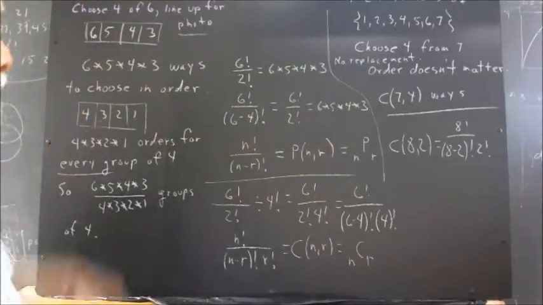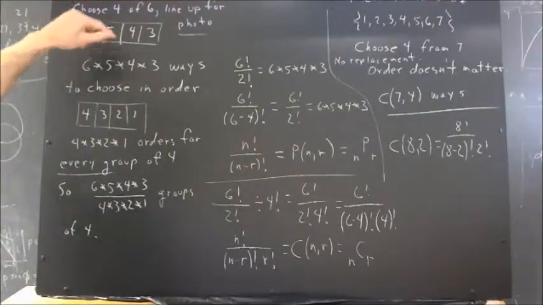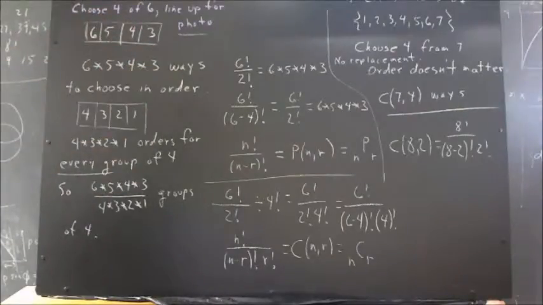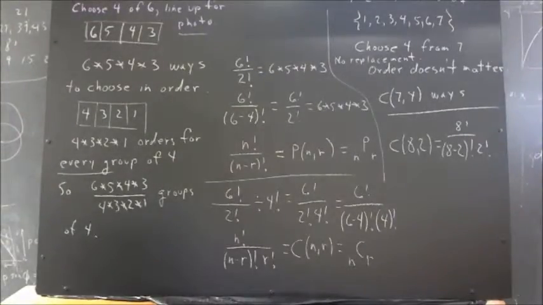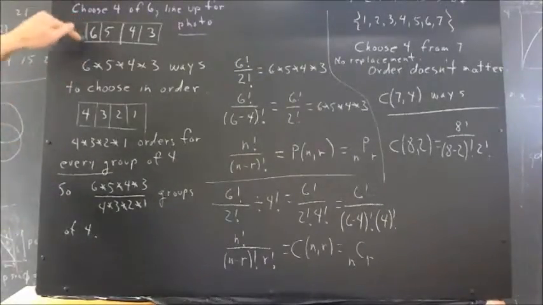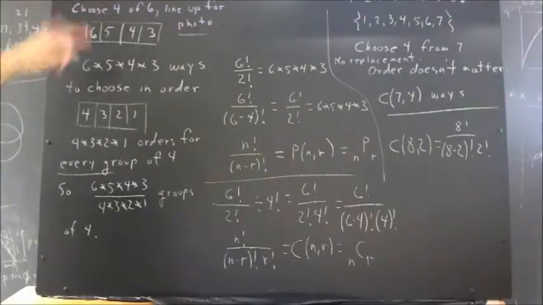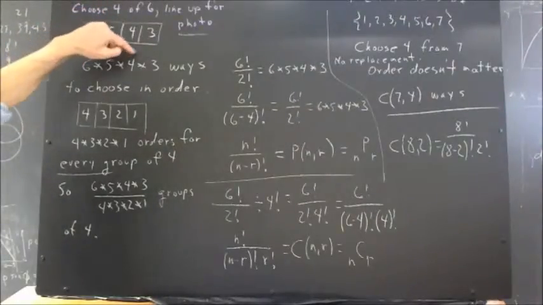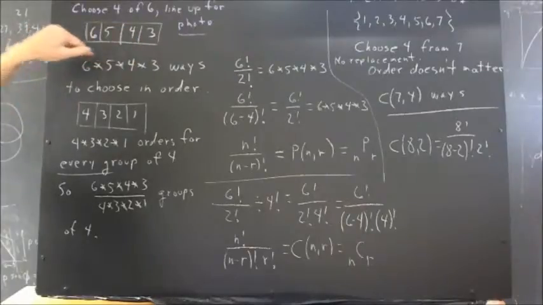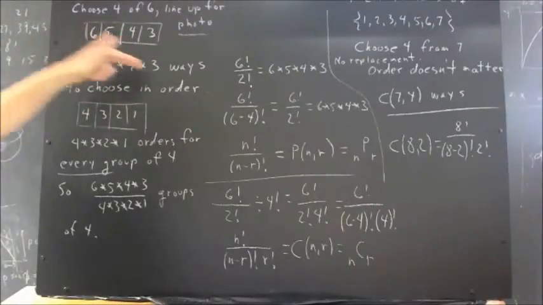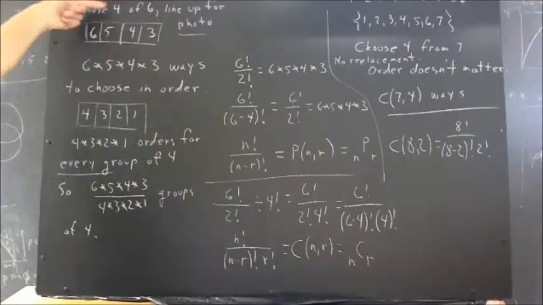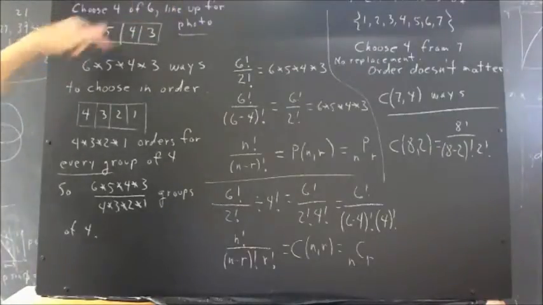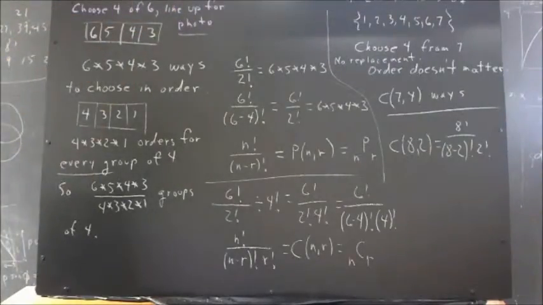There are 3 ways. So there are 6 times 5 times 4 times 3 ways to choose those people. And each of those choices of 4 has been chosen in order. So there are 6 times 5 times 4 times 3 ways to choose the people in order. So there are this many ways to choose 4 people and line them up. We just line them up in the order they were chosen.